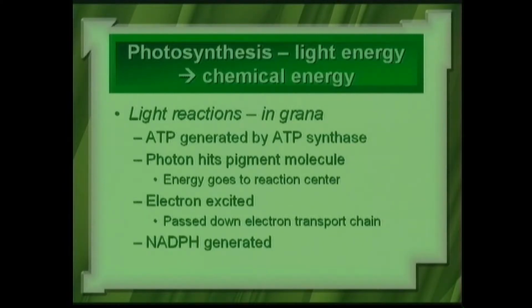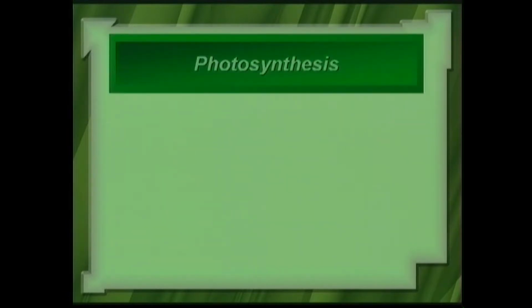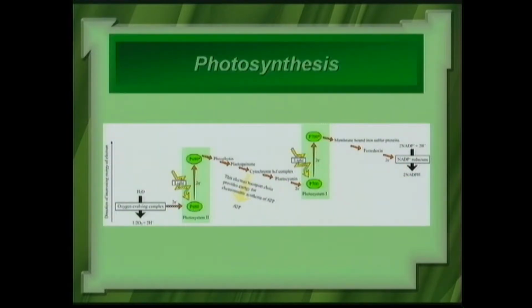In this case, though, NADPH is generated from NADP plus a proton, and also electrons. So NADPH will actually carry electrons over to the Calvin cycle, and also hydrogen ions. All right, so here we see the photosystems. You don't have to worry about P680 or P700.